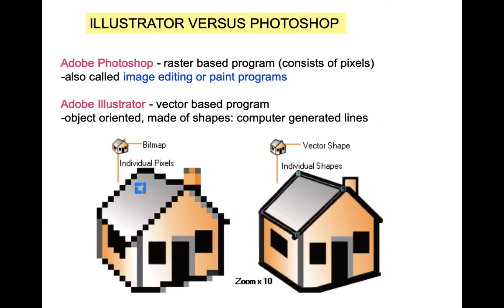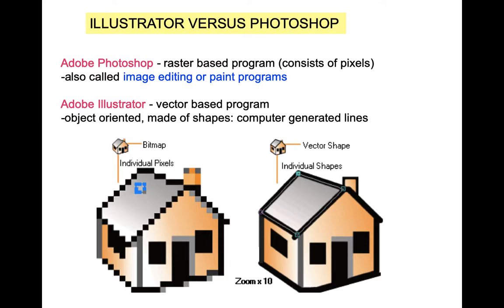And now we're going to just start looking at some of the basic information that you need to keep in mind when working in Photoshop. So Adobe Photoshop is a raster-based program. So the artwork consists of pixels.